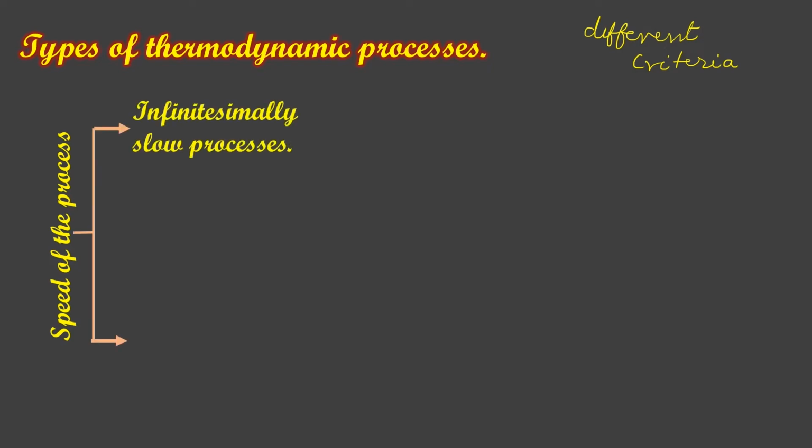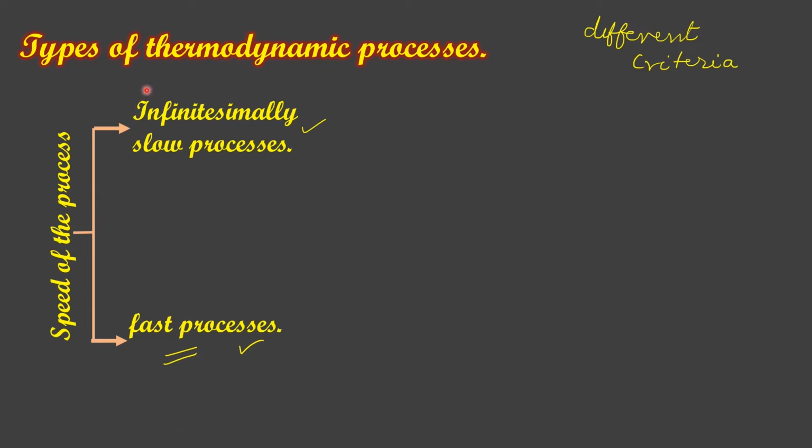Those processes which proceed at a very slow pace, that is infinitesimally slow process. That is very slow process. And another type which proceed at a fast pace, that is, thermodynamic processes can take place very slowly or very fast. In nature anyway, most of the thermodynamic processes proceed at a very fast rate. Slow processes do not really exist in nature.